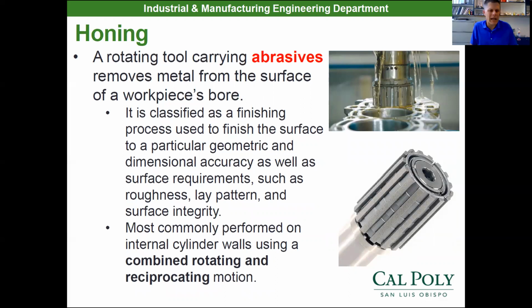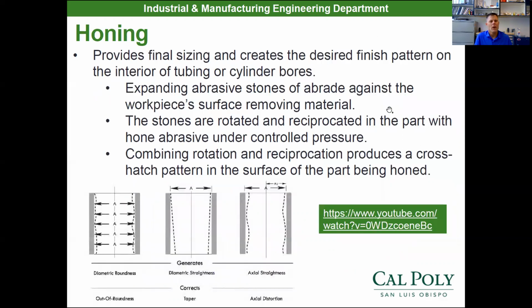So the first one we're going to talk about is honing. What honing does is it takes a rotating tool that has abrasives on the surface, and it basically finishes the bore, the internal bore of something. So it combines a rotating and a reciprocating motion to make a nice surface finish on the surface of your bore. So what honing does is it provides that final sizing.